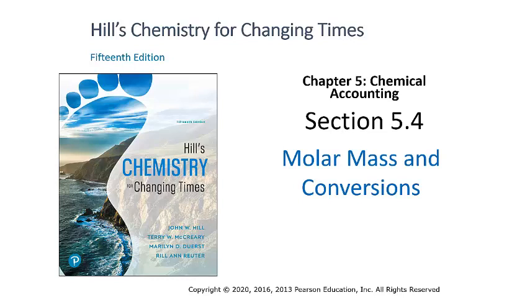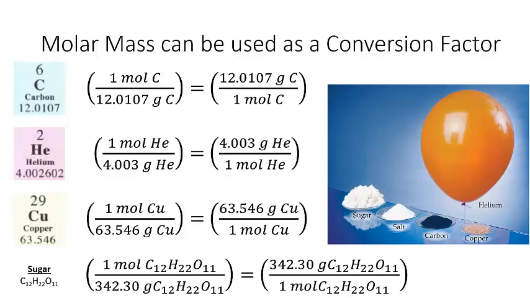Section 5.4 works to teach you molar mass and conversions. So to begin with, molar mass can be used as a conversion factor. Remember, a conversion factor is something that just equals 1, so it equals unity. It's used to convert one entity into another. So if you go weigh out 1 mole of carbon on a balance, it's going to weigh 12.017 grams.